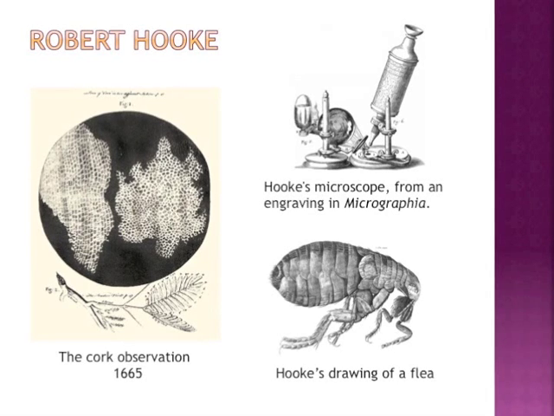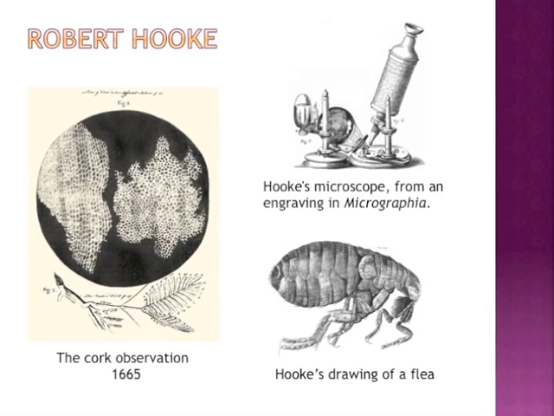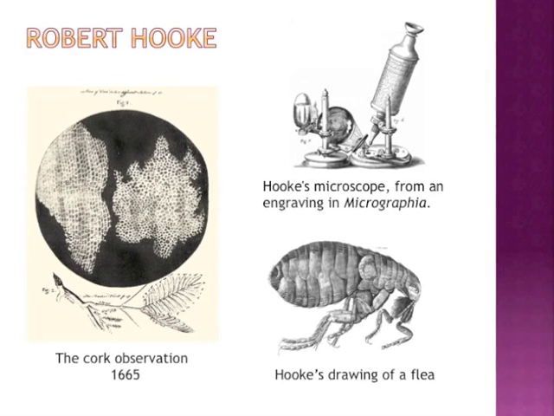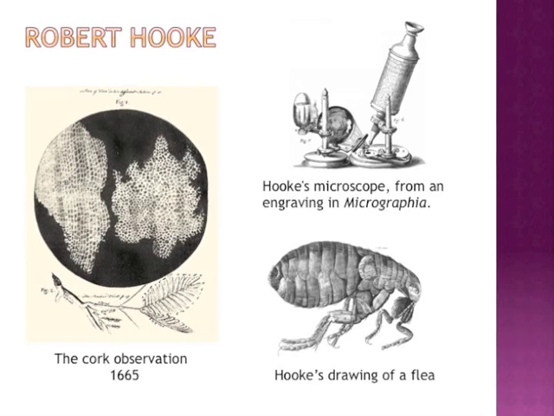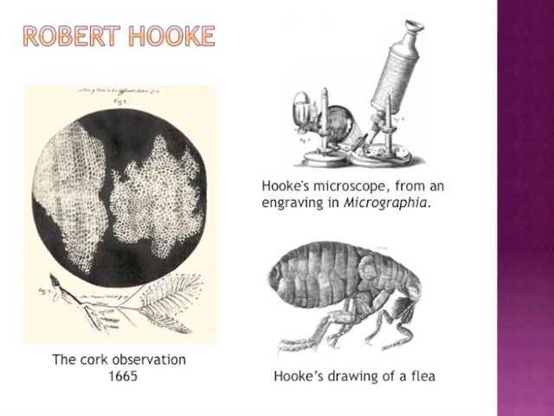It was while working on this project in 1665 that Hooke made an interesting discovery. While observing a thin slice of cork with his microscope, he noticed what looked like little walls in the cork.